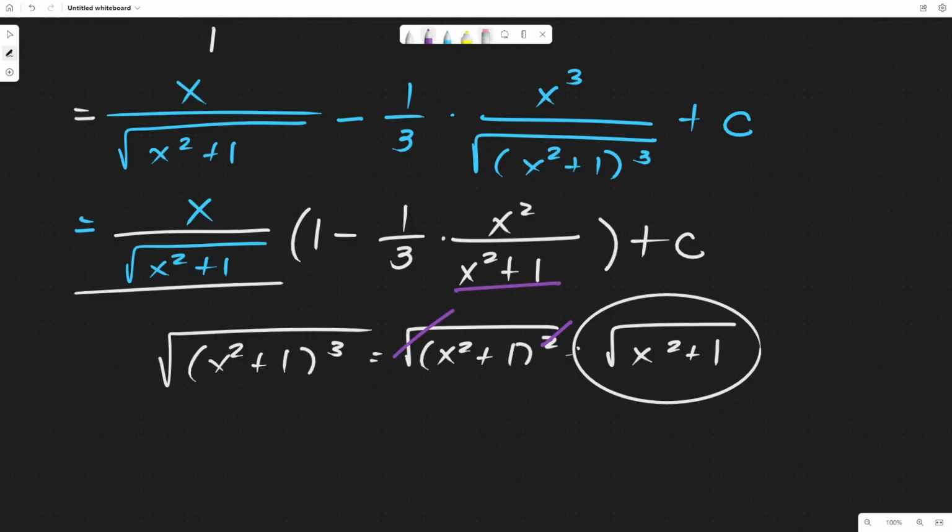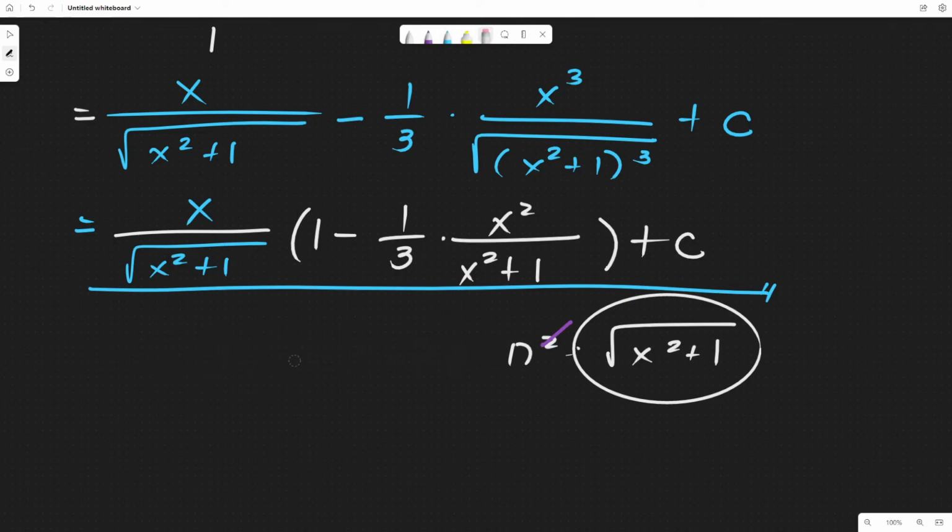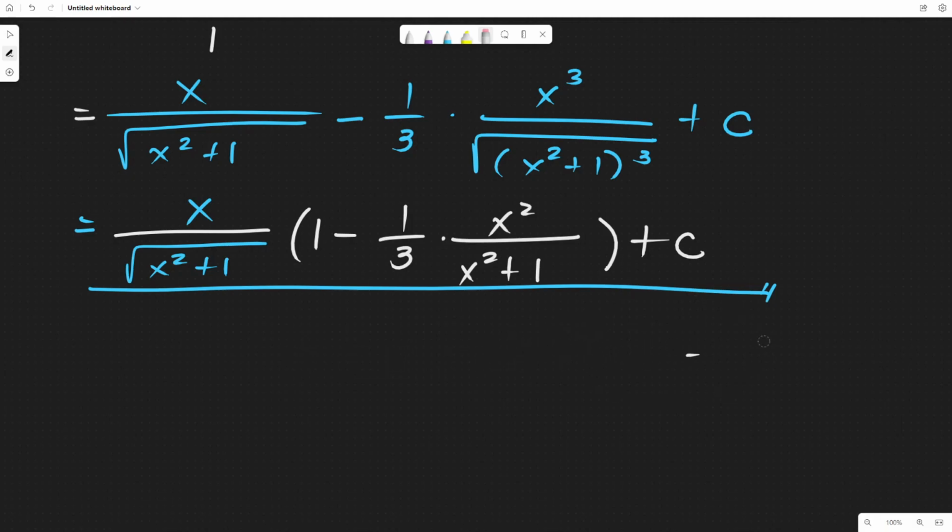Okay? So, burahin ko lang yung mga markings ko. Ayan. So, ito yung ating final answer. Okay? So, burahin ko na rin itong ilalim, para hindi panggulo. Ayan.